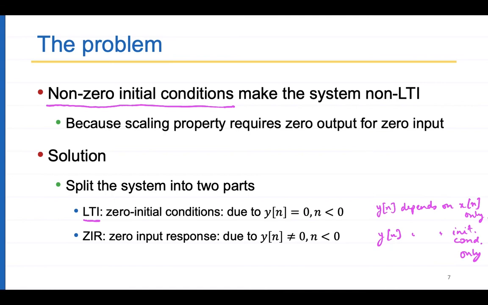Both these sources of disturbance, or both these sources of non-zero output, can be decoupled because it's a linear system, and they can be studied independently. And then finally, both can be added together linearly to get the final response of my system. So these are the two parts. Let's look at these parts one by one.